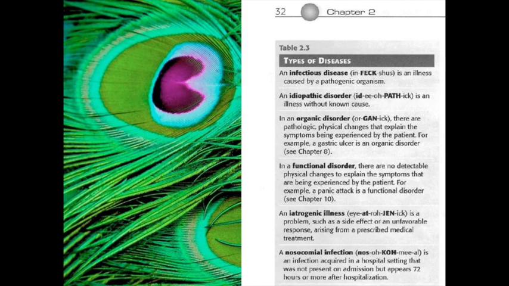An iatrogenic illness is a problem such as a side effect or an unfavorable response arising from a prescribed medical treatment. So we're going to give you this drug. We know that this is probably going to happen, but hey, it's better than what you were taking the medication for. And a nosocomial infection is an infection that you acquire in a hospital setting that was not present on admission, but appears 72 hours or more after hospitalization, meaning we brought you into a hospital with a lot of sick people, and now you got the sick that was already here.